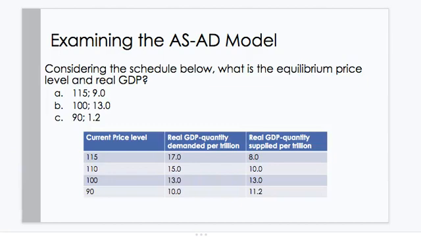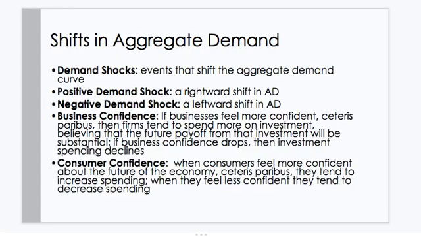Examining the AS-AD model. Consider the schedule below. What's the equilibrium price and real GDP? So take a look and you can see that real GDP, quantity demanded per trillion, is equal to real GDP, quantity supplied per trillion at 13 trillion, and that it sets a price level of 100. So the answer should be B, 113.